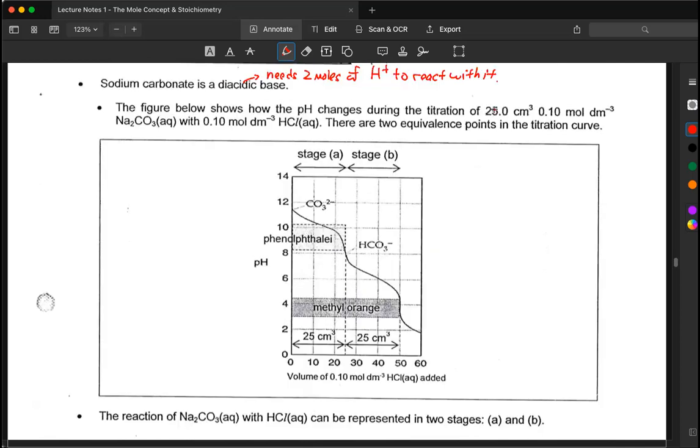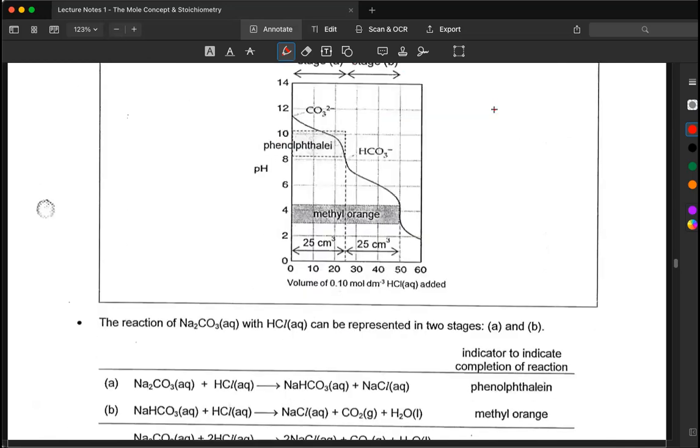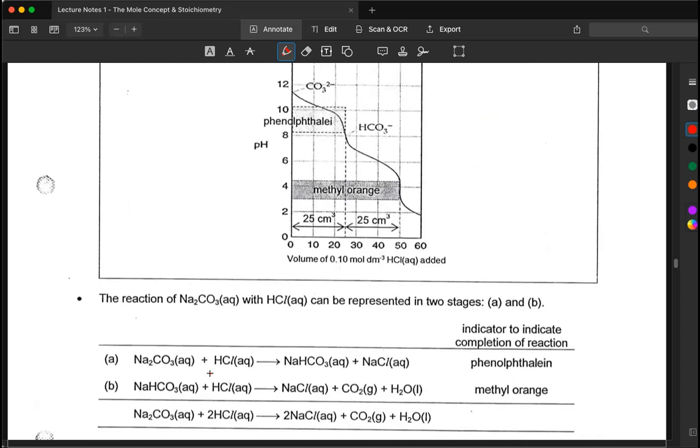Now, in the first stage, the indicator used is phenolphthalein. Sodium carbonate doesn't react in one step. Since it's a diacidic base, it reacts in two stages. The sodium carbonate will first react with HCl to form sodium hydrogen carbonate. So it reacts with 1 mole of H+ first.